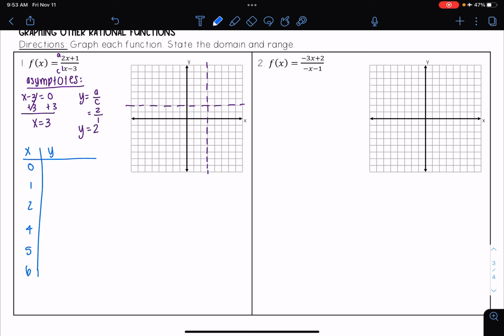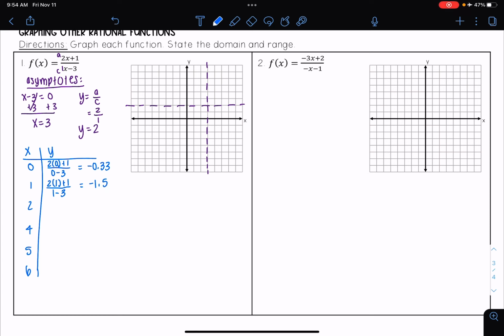So I'm going to first plug in 0, and so you can do all of this in your calculator, but I'm going to see what that looks like. You would do 2 times 0 plus 1 over 0 minus 3. And when you calculate that, you should get negative 0.33. Doing the same thing with 1, you have 2 times 1 plus 1 over 1 minus 3. And so that's going to get you negative 1.5.